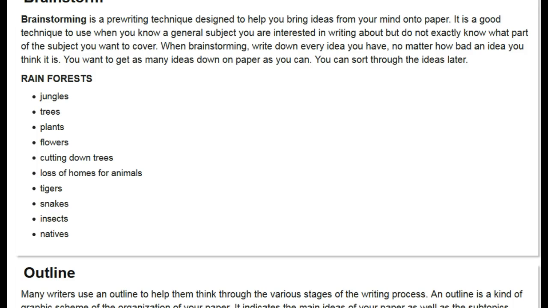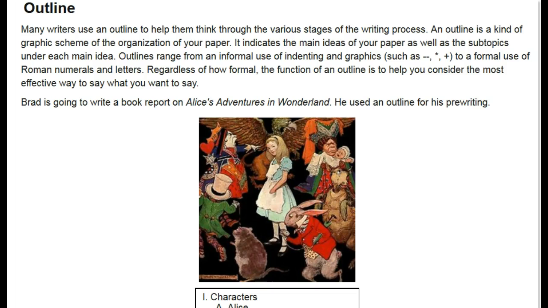Here's an example of a brainstorm list on rainforests. The topics that this person listed were jungles, trees, plants, flowers, cutting down trees, loss of homes for animals, tigers, snakes, insects, and natives. Many writers use an outline to help them think through the various stages of the writing process. An outline is a kind of graphic scheme of organization on your paper. It indicates the main ideas of your paper as well as the subtopics under each main idea.